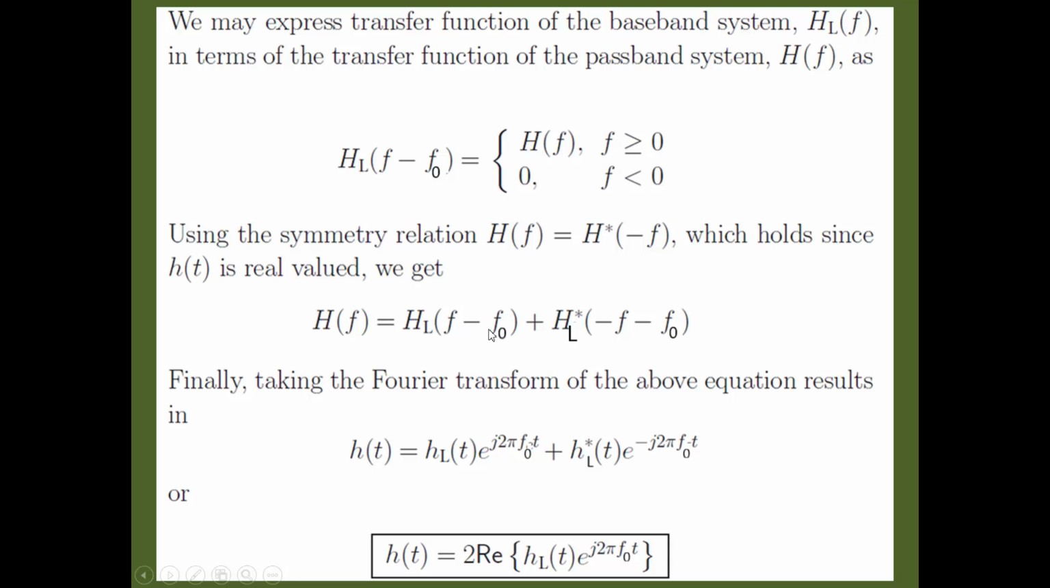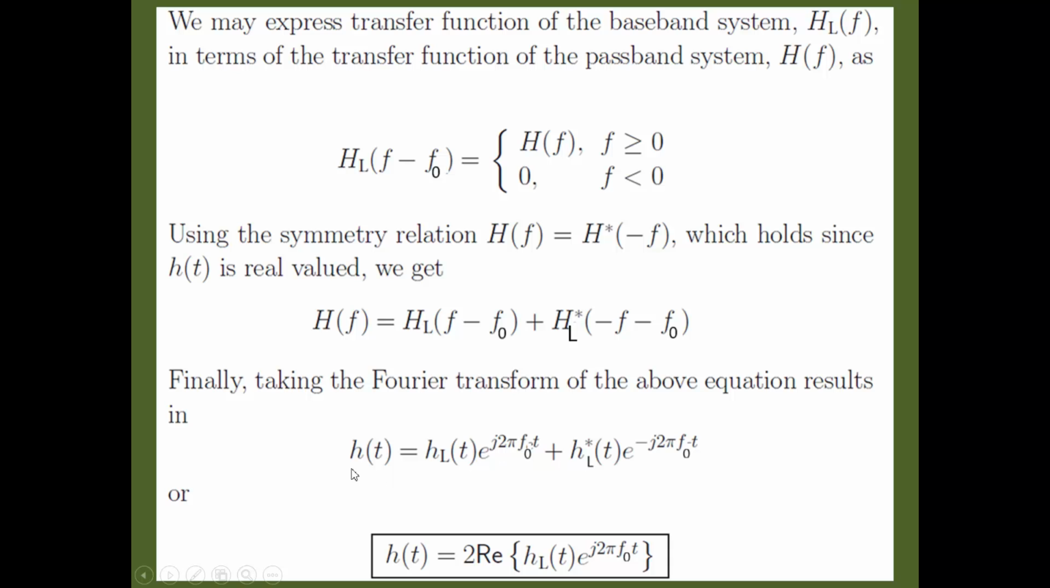Now, if you take the inverse Fourier transform here, the inverse Fourier transform of HF will be equal to HT. Since this is the shifting of the transfer function of the baseband system by F naught, the time domain function of the baseband system has to be multiplied with e to the power j2 pi F naught t, plus HL star t e to the power minus j2 pi F naught t on the other side. So HT will be equal to this, right?